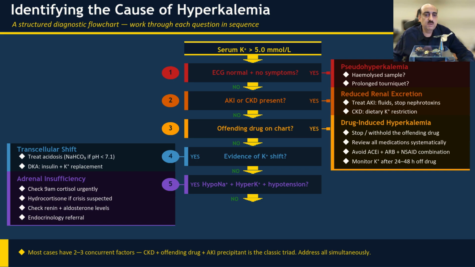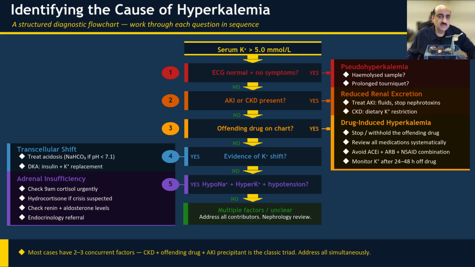If the sodium is low and potassium is high, plus there is evidence of hypotension, then please suspect or at least think about adrenal insufficiency. So you might need a random morning cortisol level, the 9 a.m. cortisol. And if there is any suspicion or suggestion of adrenal suppression, then you can start hydrocortisone intravenously if a crisis is suspected. You can also check the renin and aldosterone levels before initiating any steroid replacement, and refer to endocrinology as soon as possible. Also if the cortisol is low, then you might have to do the short synacthen test, which is the ACTH stimulation test, to confirm the diagnosis.